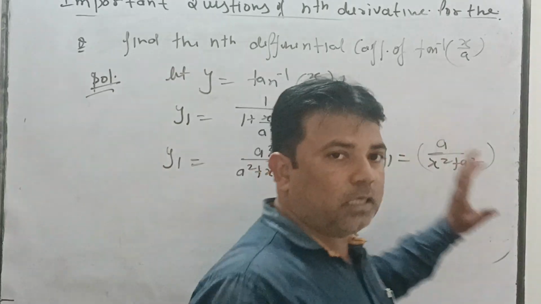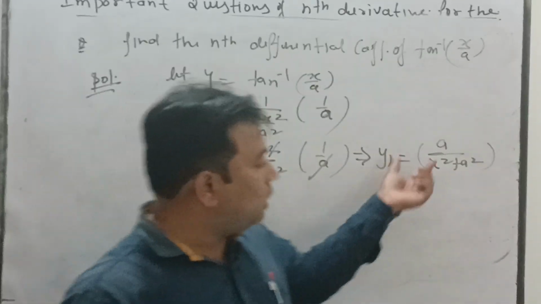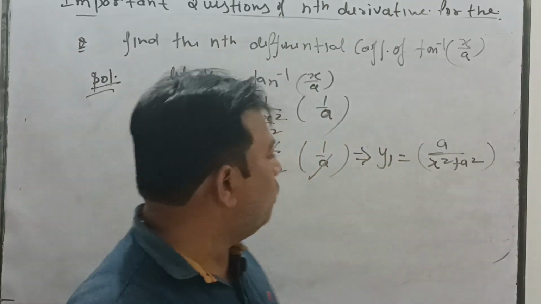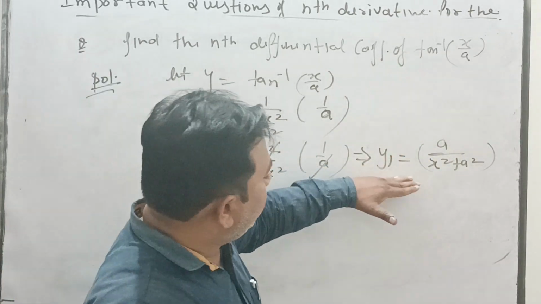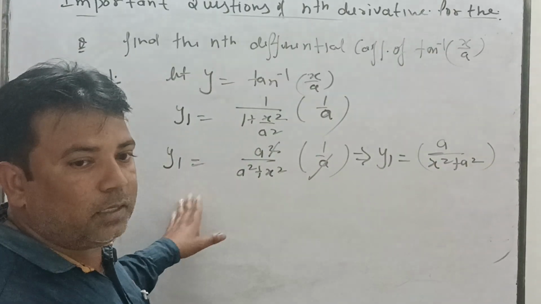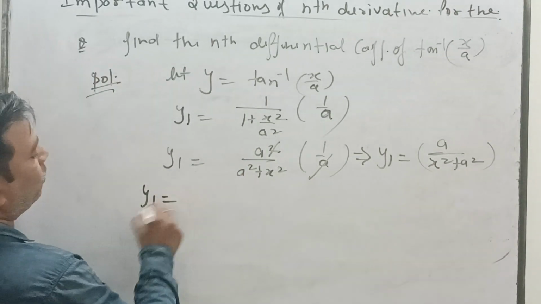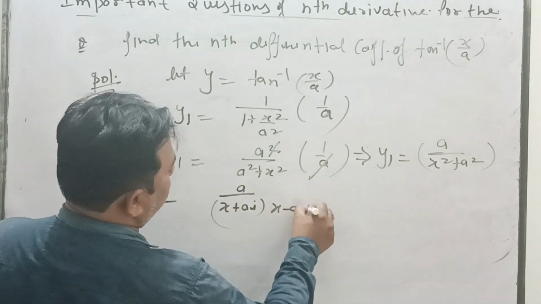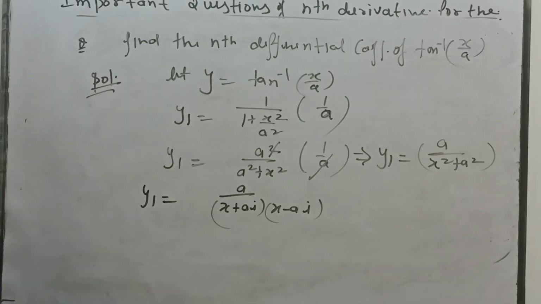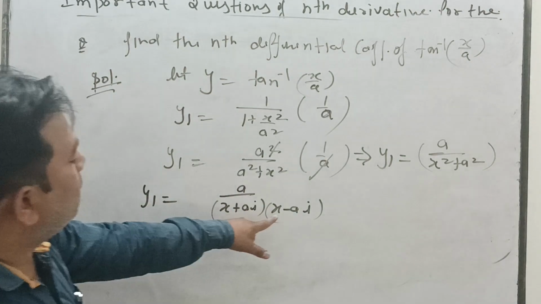This question is the same as the one we discussed in my previous video, so you can see that video. The solution is there, but some of the solution we discuss here ourselves. y1 equals a upon (x plus ai)(x minus ai). We again factorize with the help of complex numbers.